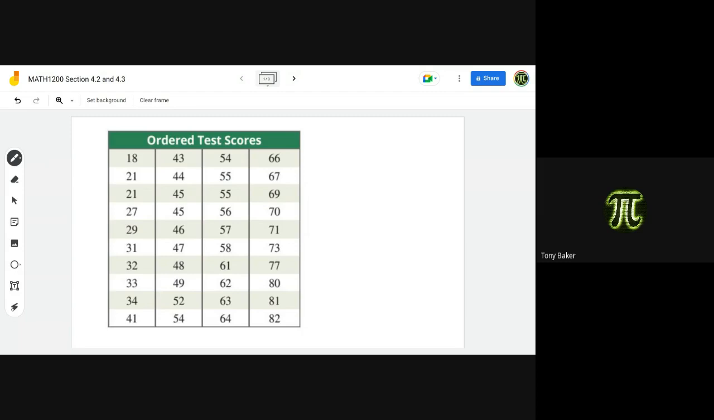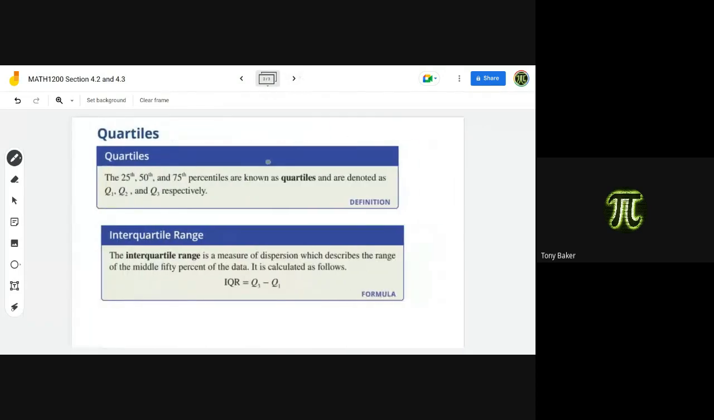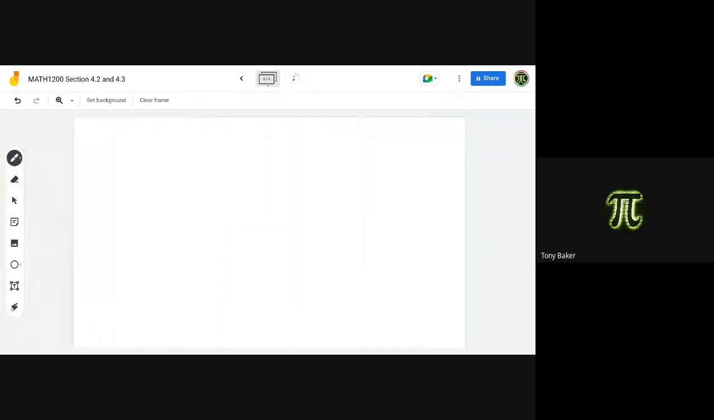So if you've ever seen something that looks like this, that's a box and whisker plot. And we're going to figure out how to draw them. Box and whisker plots basically allow us to organize data in a nice little chart. And it allows us to compare data because it shows us how much spread there is.